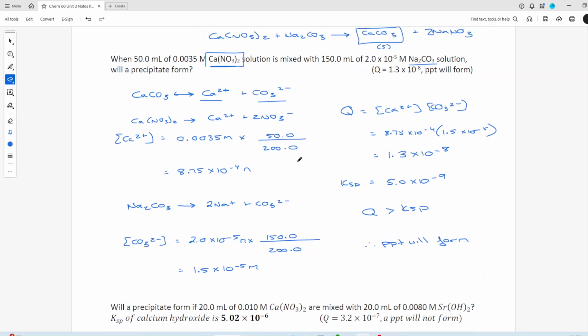But now can you pause the video and give the next one a go? So follow mine as a model, right? Think about what I did. The first thing I did was figure out which ions I need to find the concentration of. Then I found the concentration of both of those ions. Watch your mole to mole ratios. Then I used those concentrations to calculate my trial ion product constant. And then I compared my KSP to my trial constant to determine if a precipitant will form.